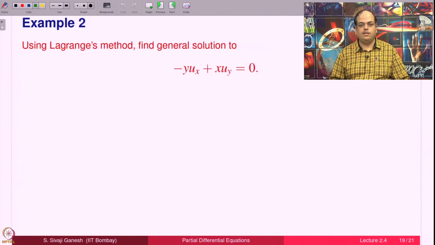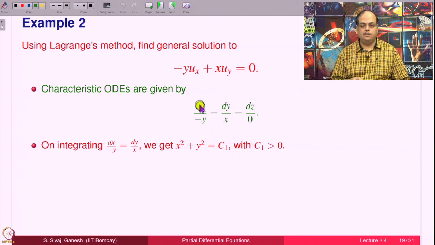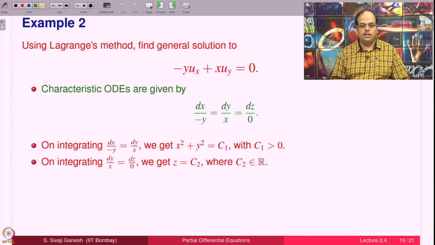Let us look at another example. Unfortunately, this is also linear. We will discuss some quasi-linear equations in the tutorials. So, the characteristic ODEs are given by dx/(-y) equal to dy/x equal to dz/0, that is, dx/a with a equal to minus y, dy/b with b equal to x, dz/0. Now, on integrating this equation, we get x squared plus y squared equal to constant c1, positive, and integrating this we get z equal to constant.